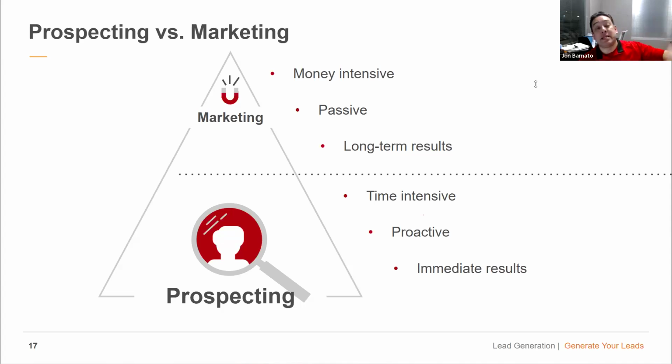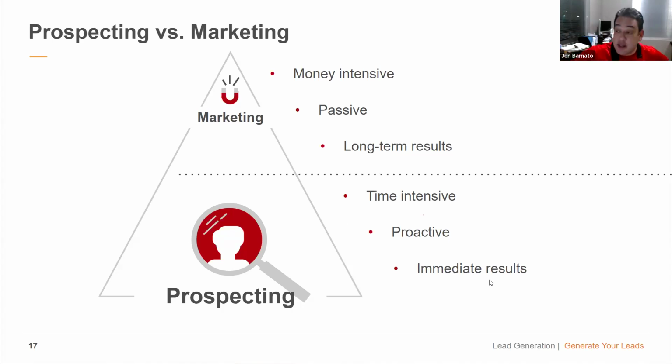I know people who do mailings as agents, and they're looking for a 0.5% return. So they're sending 20,000 letters to get a 0.5% return. Make sense? Now, it pencils, but you're going to put a lot of money out. Does that make sense? So that's marketing. Prospecting is time-intensive practice, immediate results.